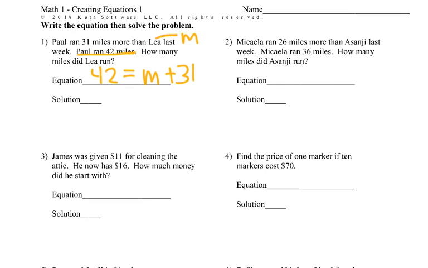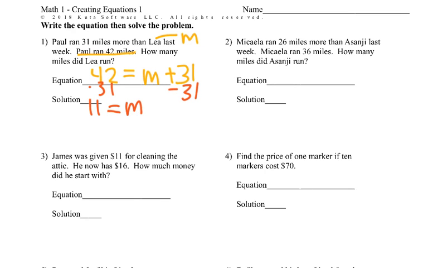So our solution then would be pretty easy to figure out, right? We just subtract 31 from 42, and I get 42 minus 31, which should be 11, right? So Leah ran only 11 miles.